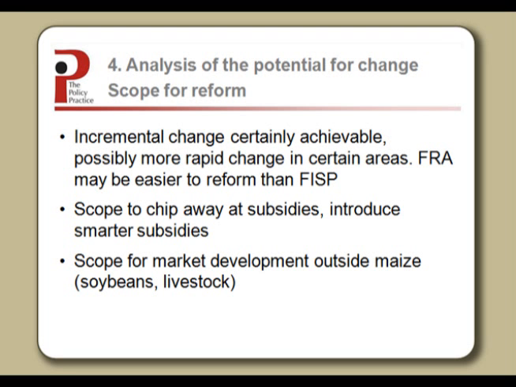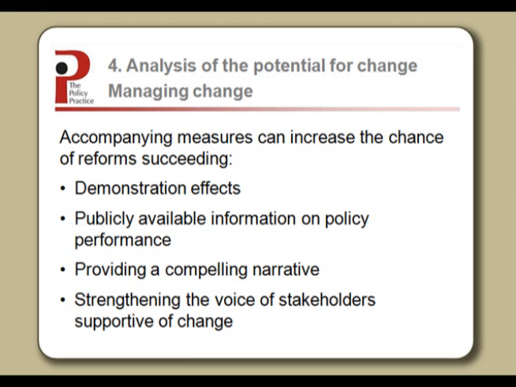In more difficult policy areas like the Fertiliser Input Support Programme, there is scope to gradually chip away at subsidies and to introduce smarter forms of subsidies like e-vouchers. And it should be remembered that the agricultural sector is not all maize. Outside of maize, in subsectors like soybeans and livestock, where government is less present, there is immediate scope to support market development.